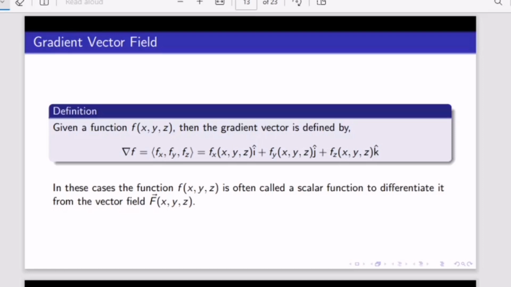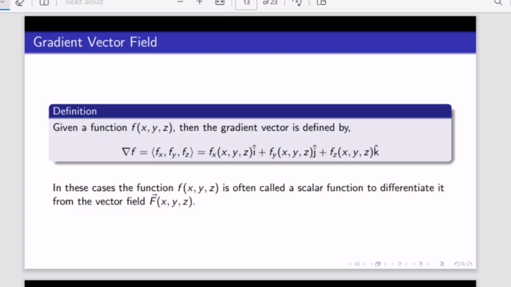Hello guys. In this chapter, a continuation of multivariable calculus, we're going to talk about gradient vector fields, conservative vector fields, and also the curl and the divergence. By the end of this video, you'll be able to find the gradient vector field of a function, and also find the curl and the divergence of a function. So let's get into it.